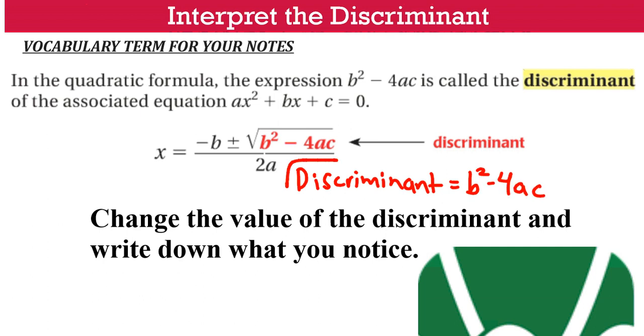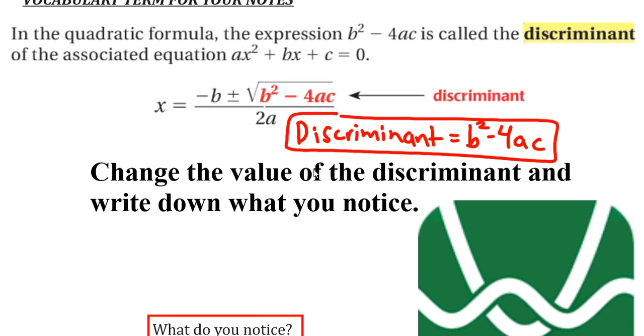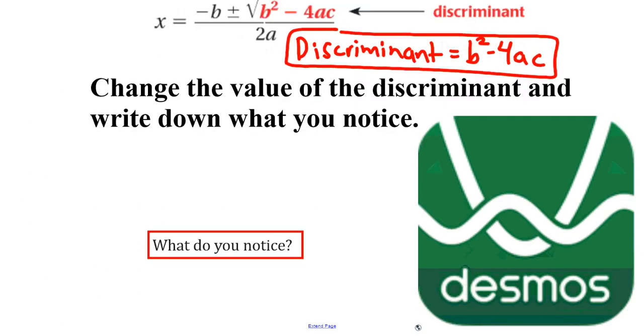That value will tell you how many solutions, how many x-intercepts you're going to get. And that's what we're focusing on today. Not even really caring what the answers, the x-intercepts, are, just how many there's going to be. If this is positive, 2. If this is 0, 1. If this is negative, no x-intercepts.